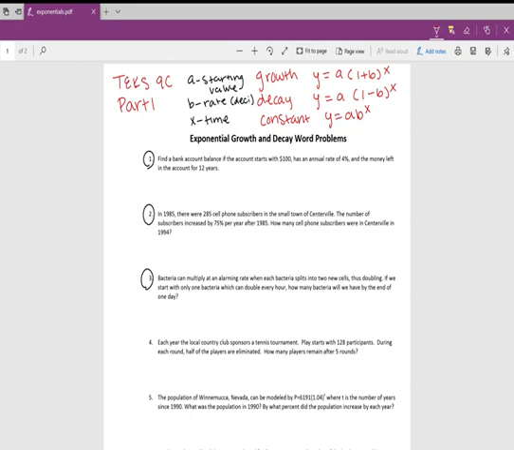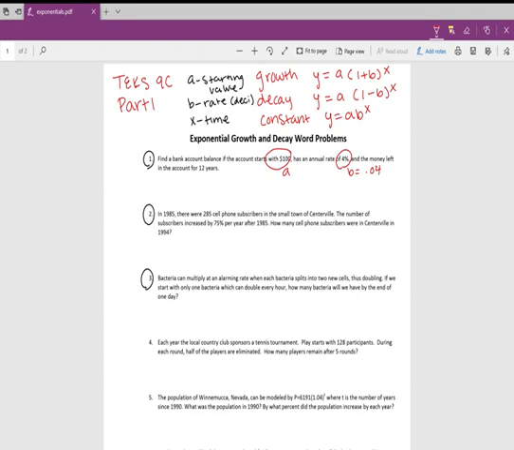Number 1 says, find a bank account balance if the account starts with $100, has an annual rate of 4%, and the money is left in the account for 12 years. So remember, first thing we do is we go through the problem and we label everything. It says starts with 100, so that's our A value because A is our starting value. Has an annual rate of 4%, so this is going to be our B value. But remember, we have to turn it into a decimal. So that would be 0.04 because it's 2 decimals to the left.